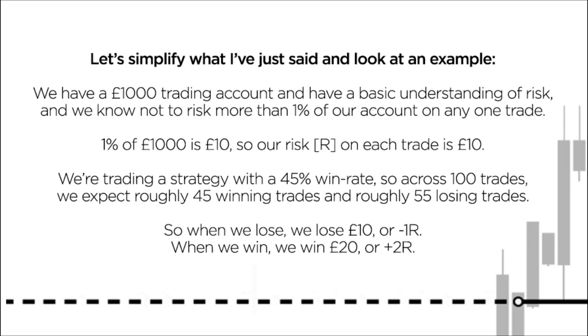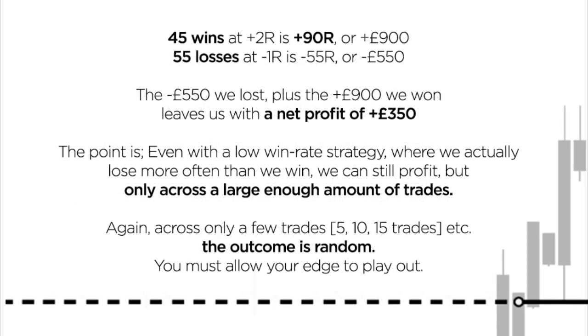So when we lose, we lose £10 or 1R, and when we win, we win £20 or 2R. So 45 winning trades at 2R each gives us 90R or £900. 55 losses at minus 1R is obviously minus 55R or minus £550. So we take the 550 we've lost, add in the 900 we've won, and we're left with a net profit of £350. Now, the point is, even with a low win rate strategy where we actually lose more often than we win, we can still profit, but only across a large enough amount of trades.